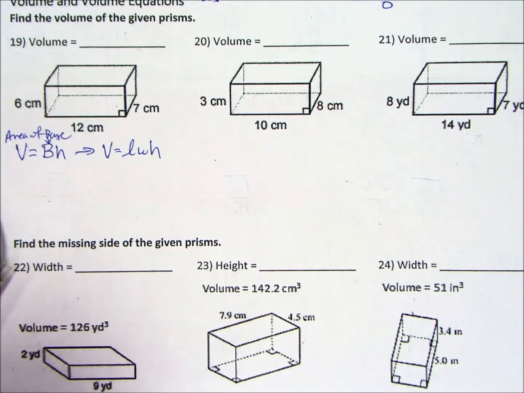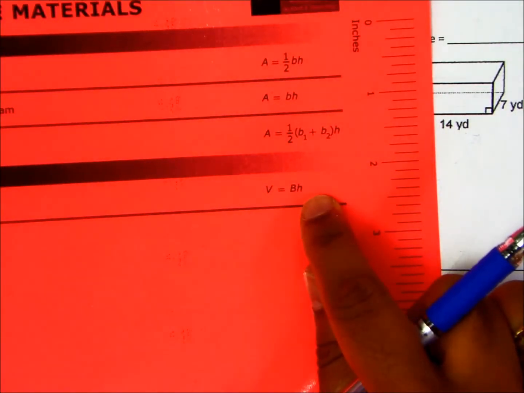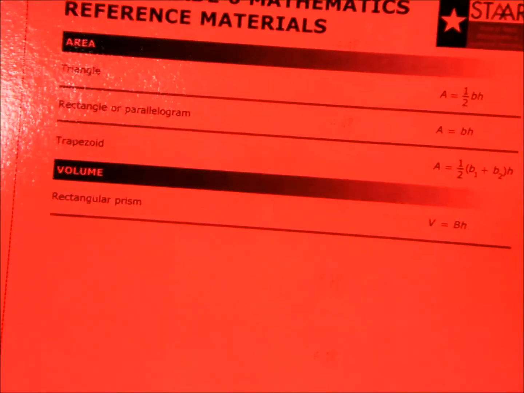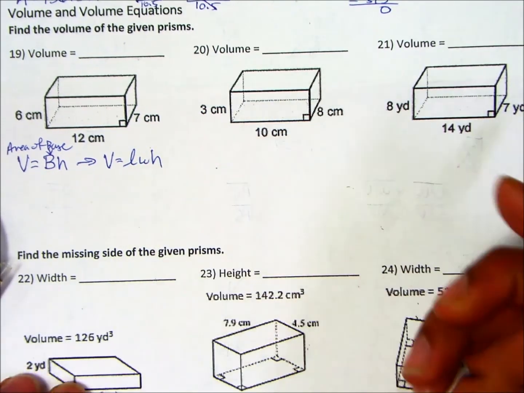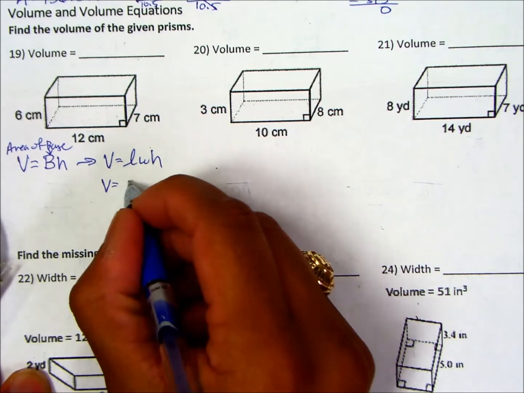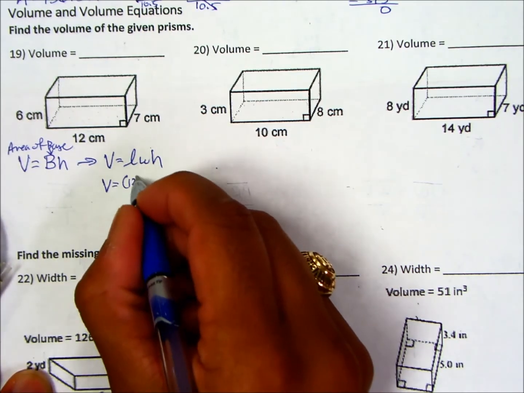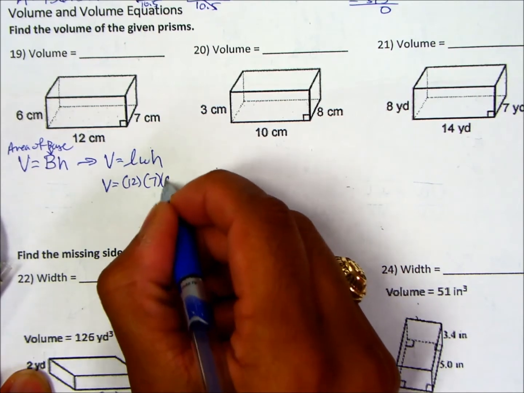The reason I tell you area of the base is because look on your star formula chart. It just tells you volume equals area of the base times height. It doesn't tell you length times width times height, so you've got to practice with this. So let's plug in what I know. I don't know volume. My length I know is 12. My width I know is 7. My height I know is 6.